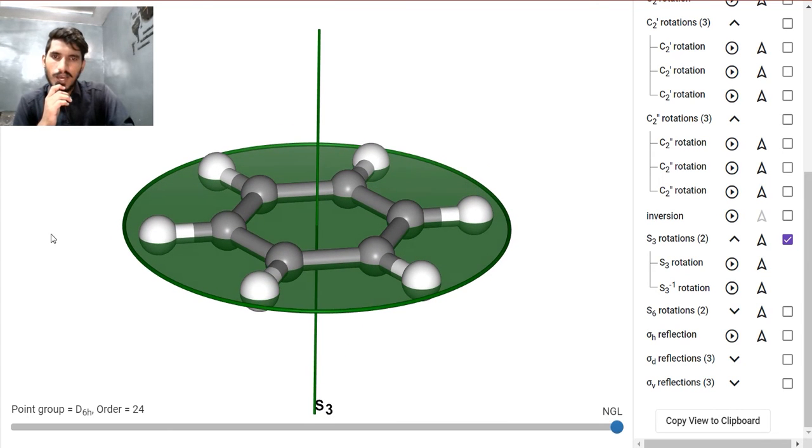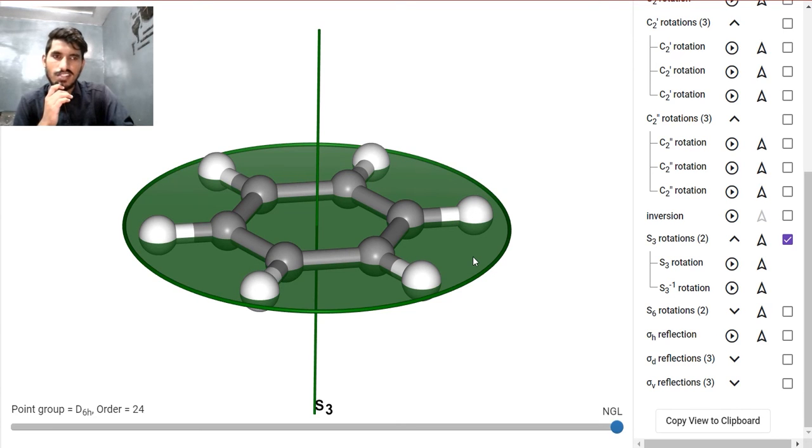And if I pass a perpendicular plane to the C3 axis of rotation, what will happen? I will get the initial configuration. So what we have is the S3 axis of rotation. Here we have a C3 axis of rotation, and then this perpendicular plane cuts the benzene molecule into half, leaving us with the initial configuration.